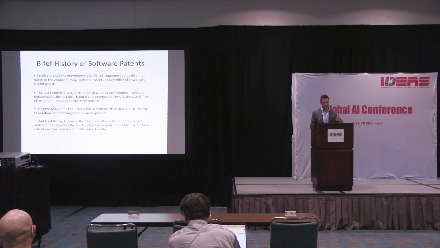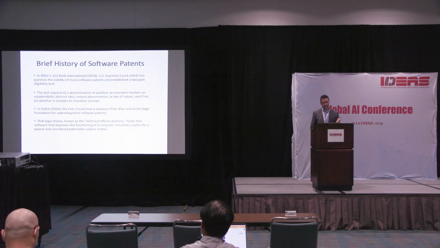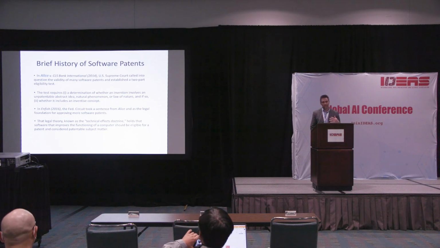And so these two, Alice and CLS Bank, had a lot of money, and they went all over the Supreme Court, and everybody was looking at them to give us some guidance as to, okay, what is patentable, what is not. The test that came out of that particular Supreme Court ruling was a two-part test. First, determining whether an invention involves an abstract idea. So abstract ideas, which are natural phenomena, laws of nature, physics, things like that, are not patentable.